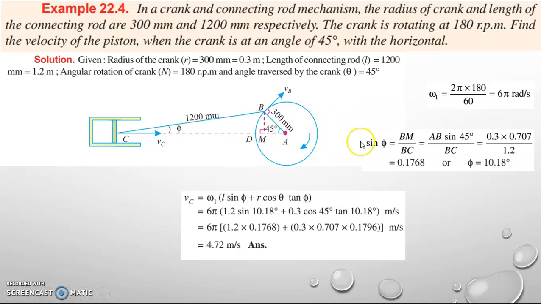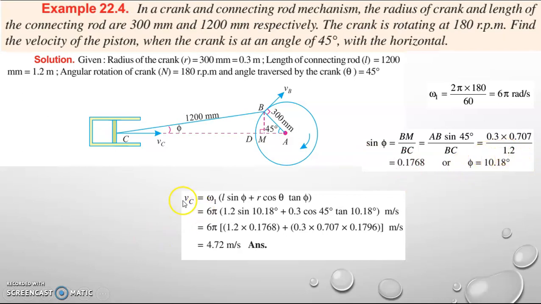First thing we have to calculate is the value of phi. Sin phi is equal to opposite side by adjacent side. Opposite side is equal to BM, adjacent side is 1200. BM can be found out from the other triangle ABM, which is part of the same triangle. So BM can be written as AB sin 45. AB is equal to 300 mm, so 300 sin 45 divided by BC, which is given as 1200, is equal to sin phi. From that we get the value of phi as 10.8 degrees.